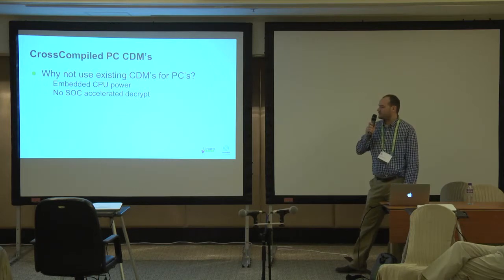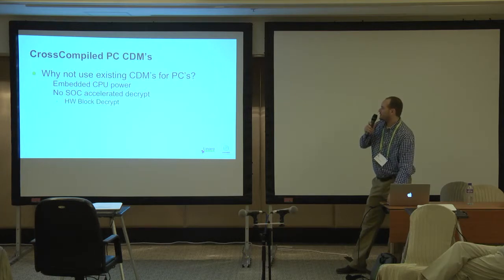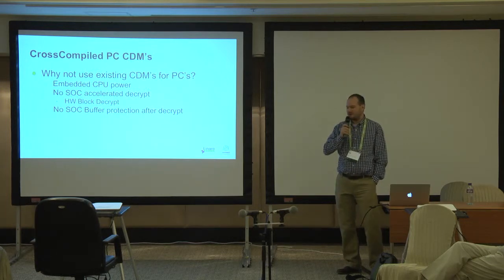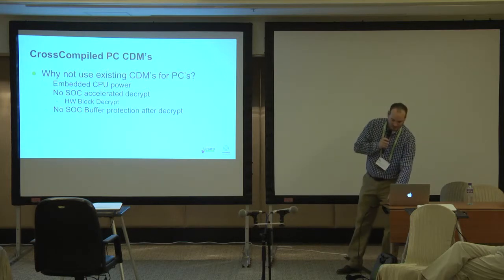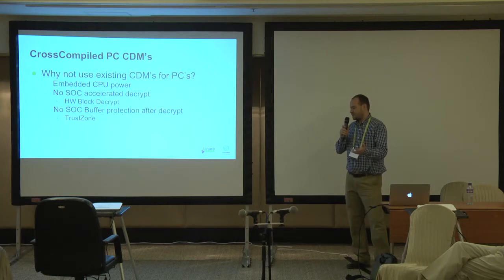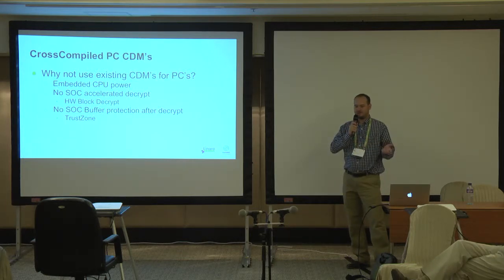You're missing out on all that money you spent on your SOC for accelerated hardware decryption. So there's no hardware block decryptor. And also, when you're on your embedded target, you have the ability to protect your buffers after decryption. On a PC, there's no hardware to do that. But as an example, here with ARM, you've got Trust Zone so that you can protect that buffer after it's been decrypted so that the only thing that can see that decrypted buffer is hardware.